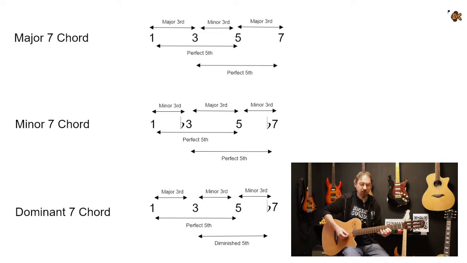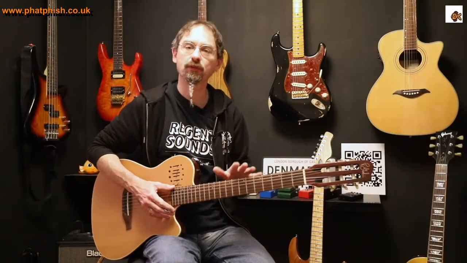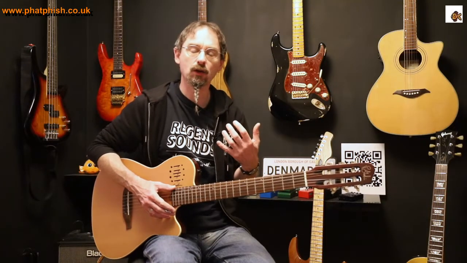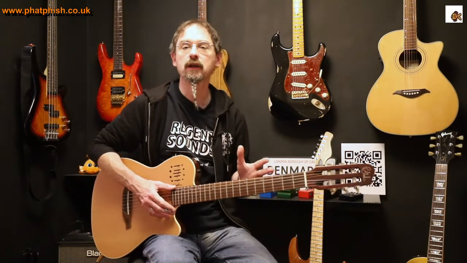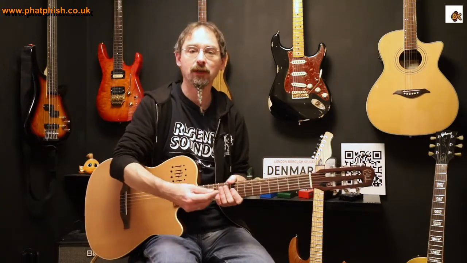Now that's quite a dissonant sounding interval. When you include that in a chord, it sounds a little bit unresolved and it wants to move on somewhere else. And that's why the dominant 7th chord is so often used as the second last chord in a sequence, because it leads you on to resolution on the tonic.